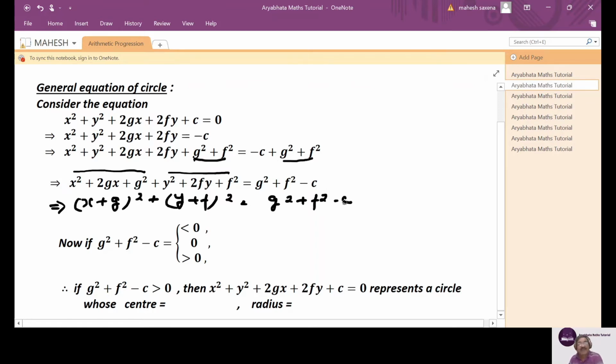Now three possibilities are there. Suppose g square plus f square minus c is less than 0. But (x plus g) whole square will be greater than or equal to 0, and (y plus f) whole square is greater than or equal to 0. Therefore, g square plus f square minus c cannot be negative. Therefore, if g square plus f square minus c is less than 0, it implies that the equation is baseless.